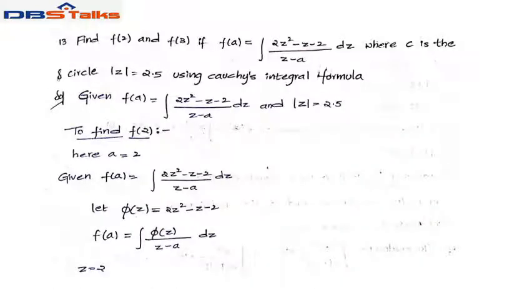In this problem, given f of a is the integral of (2z square minus z minus 2) by (z minus a) dz and the circle is mod z equal to 2.5. We have to find f of 2 and f of 3. First, to find f of 2, here a is 2. In the given f of a, let phi of z be 2z square minus z minus 2, then f of a is in the form of the integral of phi of z by (z minus a) dz, and here z equal to 2.